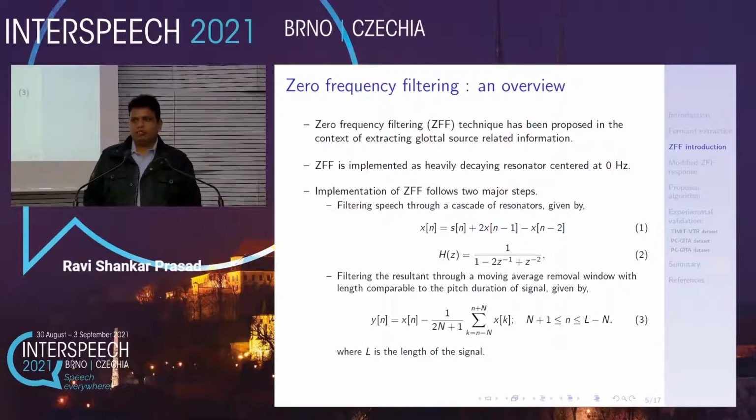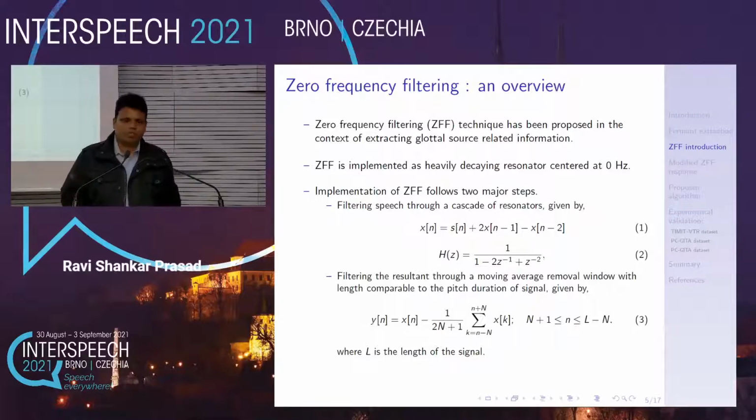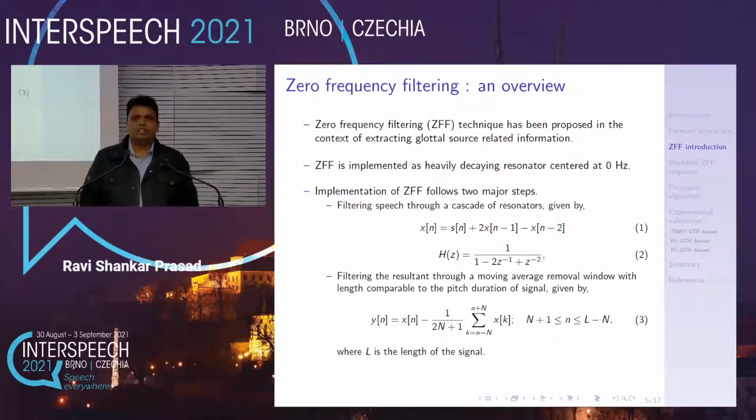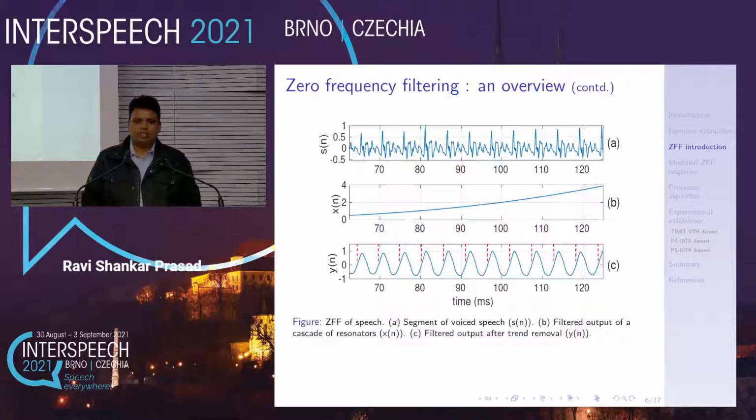And the trend is removed in the next step, which is also known as the trend removal step of ZFF, where we choose an appropriate window for the mean removal from the signal. The important part is the duration of the trend removal is chosen between the first and second multiple of the fundamental period of the signal, so that it gives a peak in the spectrum at the fundamental frequency of the signal, and that's how it gives us source characteristics. So here is an illustration for the process.